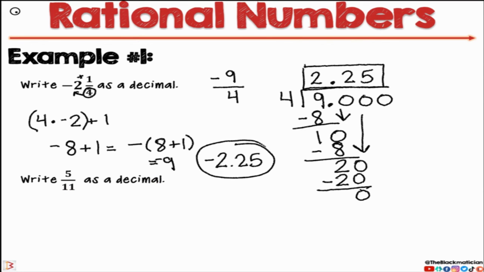The next one says write 5 over 11 as a decimal. So we don't even have to do all these steps here because they already gave it to us as a proper fraction. So the question is, how many groups of 11 fit into 5?